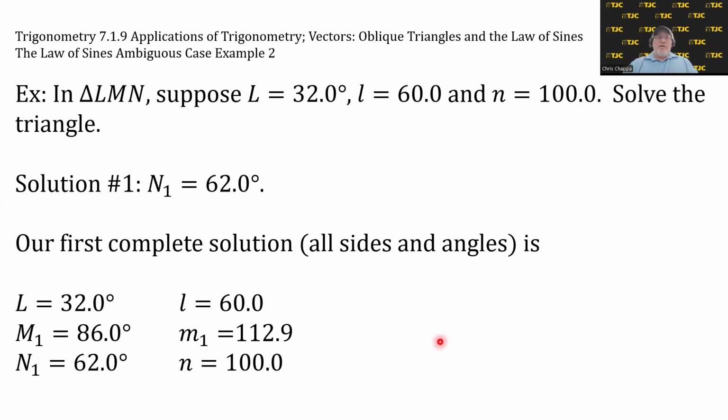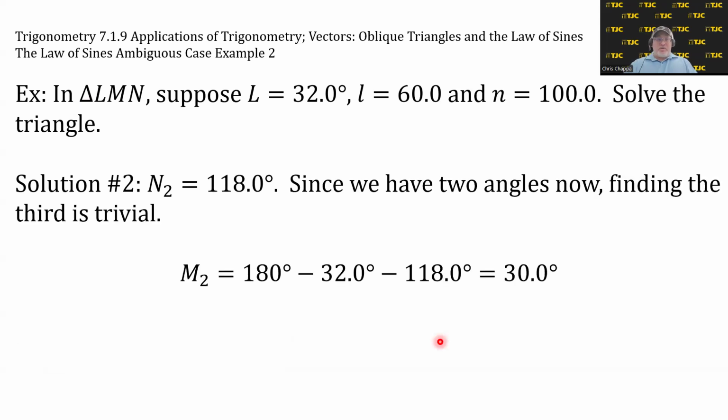But be careful. This was assuming the angle N was 62.0 degrees. It could also be 118.0 degrees. When you use inverse sine to find an angle using the law of sines, you must always consider its supplement.